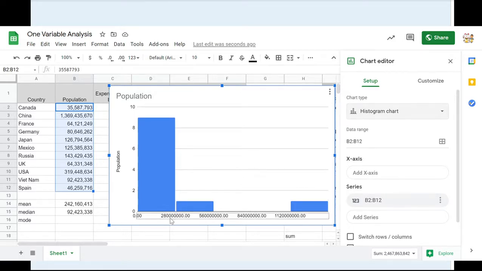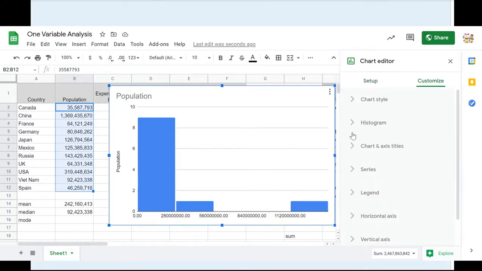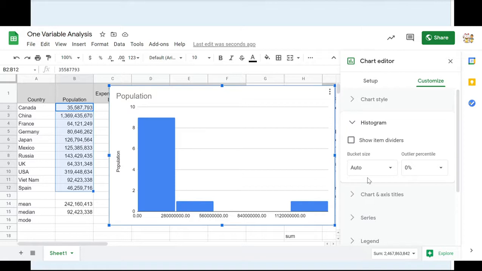If your interval is too big, if I made it from 0 to 100, from 0 to 1 billion, right, that would include almost everyone. So it doesn't give us a good representation of our actual data. So we want to make sure our intervals are in a nice spot. So it does take some kind of adjusting. To do that, you go to Customize, Histogram, and we're going to change the bucket size, or this is what we talk about, the interval size.